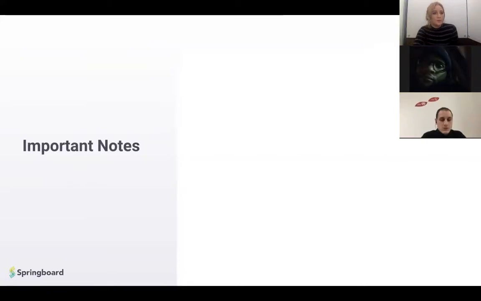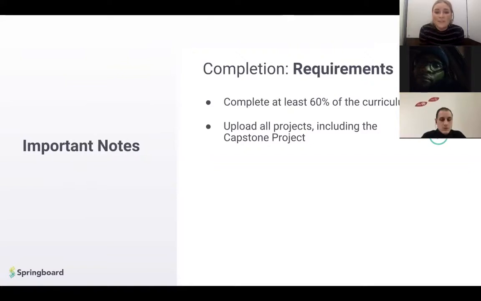So here are some important notes that we've heard that we would like many of you to know ahead of time, just so that when it comes time to completion, there's no confusion. So basically the completion requirements is that you complete at least 60% of the curriculum and you're uploading all of your projects, including the capstone projects. So that means that not only are you submitting them, but then your mentor, who ends up grading all of your coursework, will also pass you. So like I said, your mentor is there for your weekly calls, but also does end up grading and finalizing your capstone project.